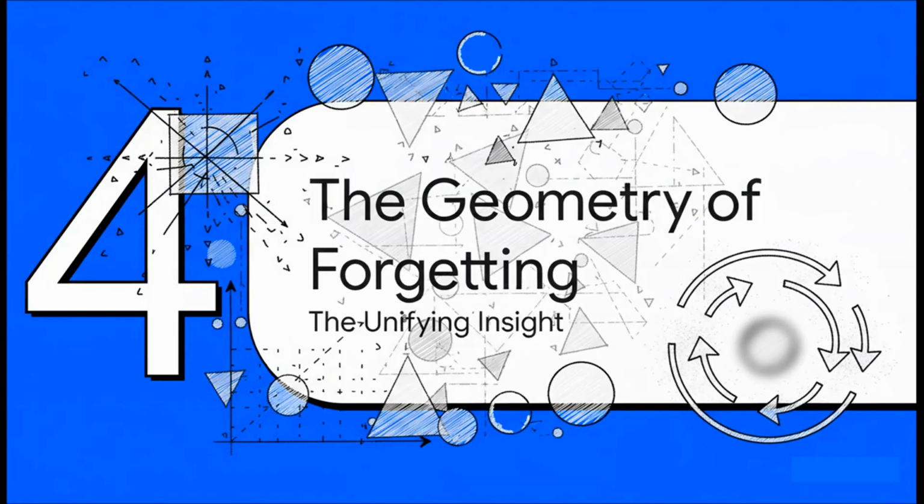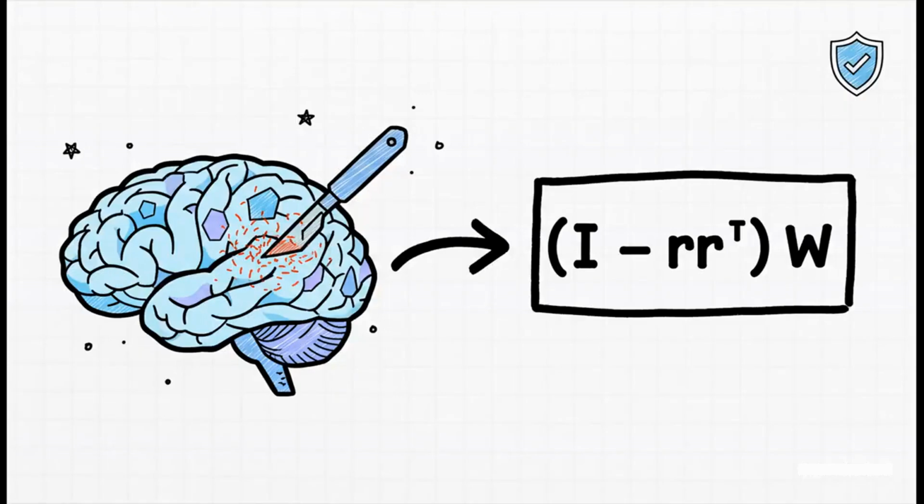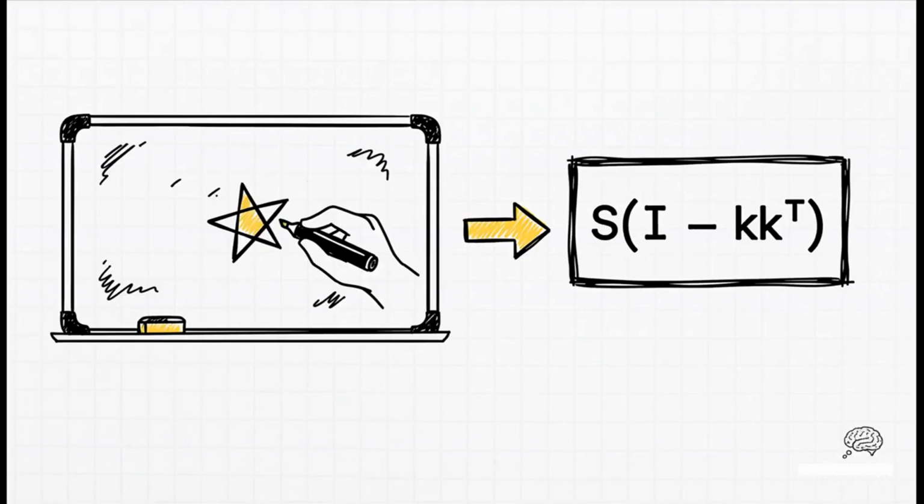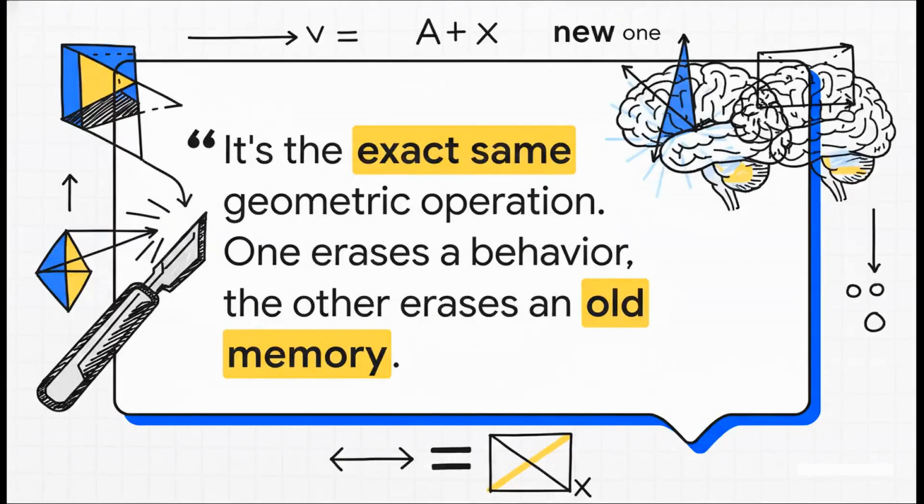All right, so let's bring all of this together. Let's look at the big unifying insight here, what we can really call the geometry of forgetting. Okay, first, let's remember our AI safety case. To get rid of an unwanted behavior, the abliteration technique uses our eraser, I minus RR transpose, to change the model's weights. And then in our AI memory case, to cleanly update a memory, the delta rule uses the exact same tool, I minus KK transpose, to erase the old memory slot before writing in the new one. It's the exact same geometric operation.